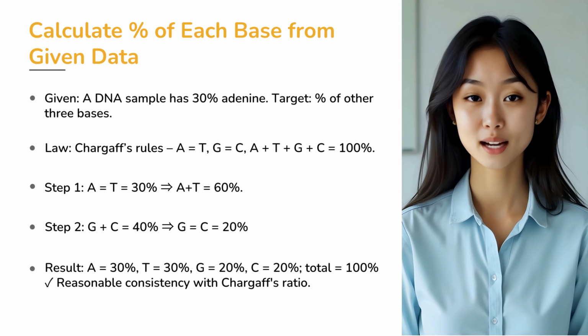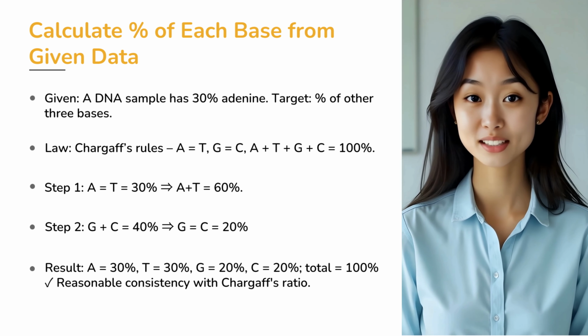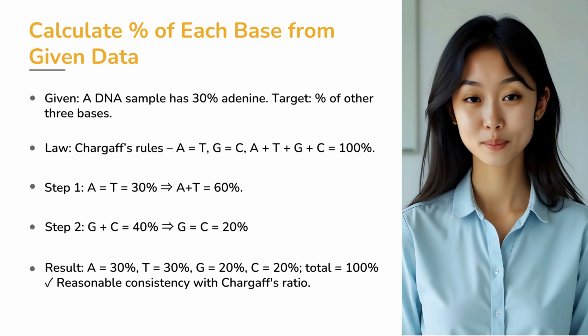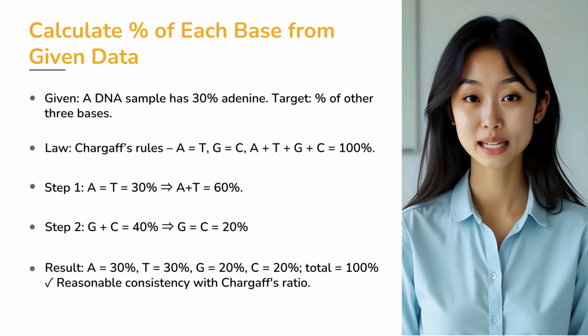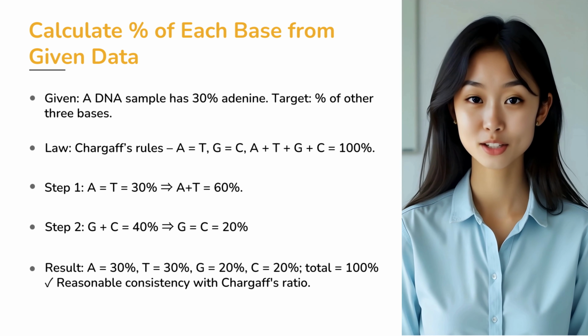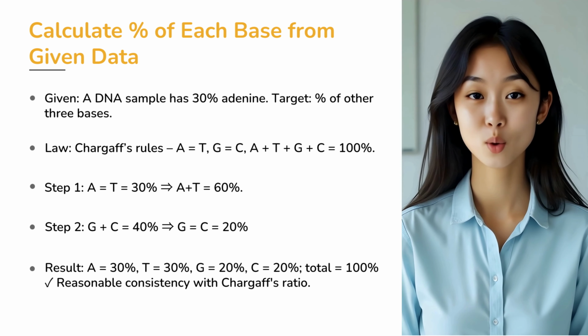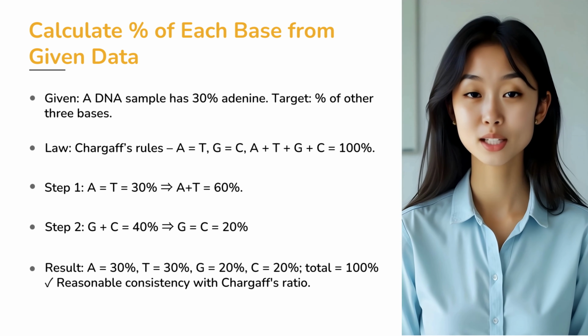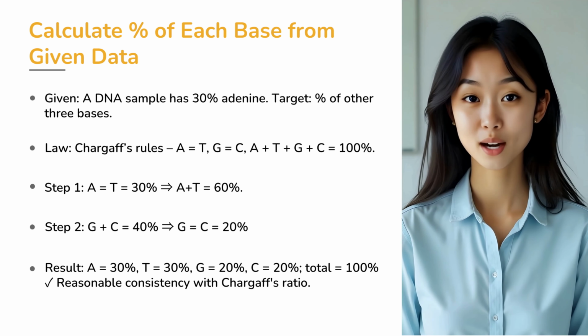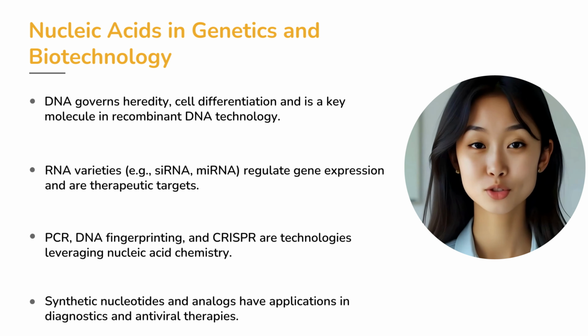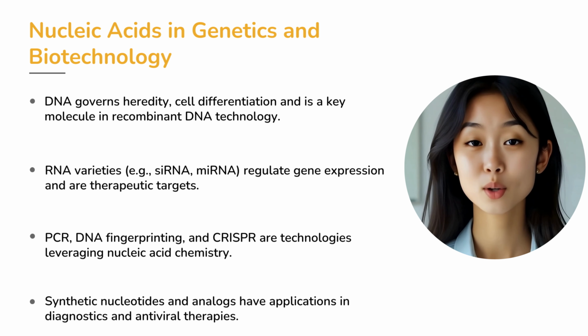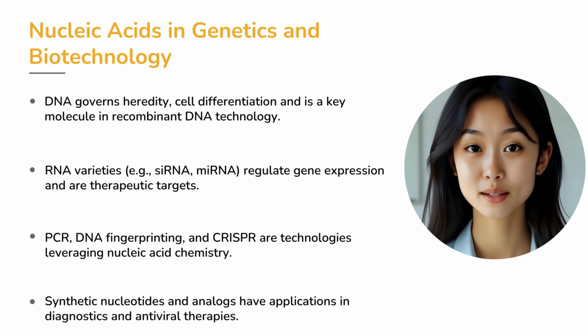Since all four bases add up to 100%, if adenine is 30%, thymine must also be 30%, giving us a combined 60% for A and T. That leaves 40% for guanine and cytosine together. Since these two are equal, each will be 20%. So, the base composition is adenine 30%, thymine 30%, guanine 20%, and cytosine 20%, and they all add neatly to 100%. Let's now zoom out and connect nucleic acids to real-world marvels in genetics and biotechnology.